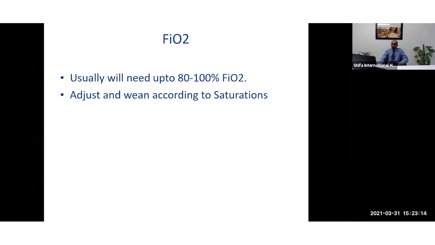FiO2: usually these babies are sick when they need high frequency ventilation, so they will usually need a higher amount of oxygenation. So that starting FiO2 will usually be high, anywhere from 60 to 80 to 100%. But subsequently the FiO2 can be weaned according to the saturations.